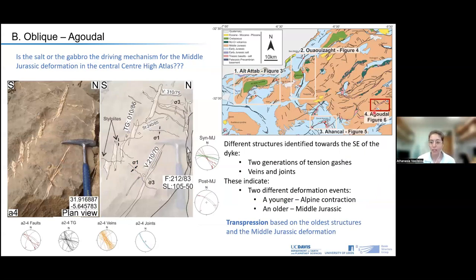So if we go a little bit here, further southeast, we identified also some structures that show two different generations of tensile gashes and veins. And also we found some joints as well. So here we see the rift-related structures that are not related to the Alpine orogeny because they're mostly northwest-southeast. And if we combine all of these structures and the previous fanning of the stratigraphy, we could say that in the Middle Jurassic in the Agutalo region, we have a transpressional stress regime.